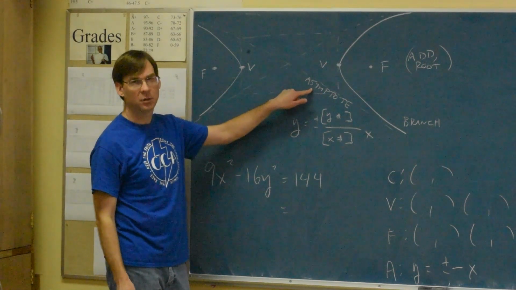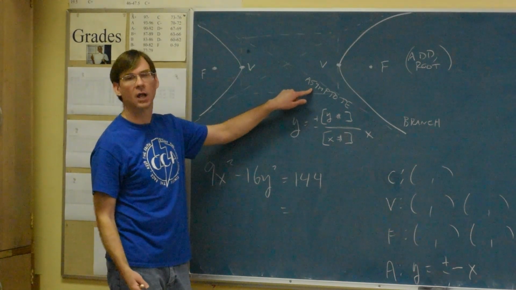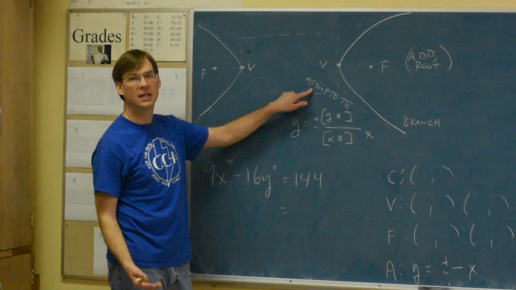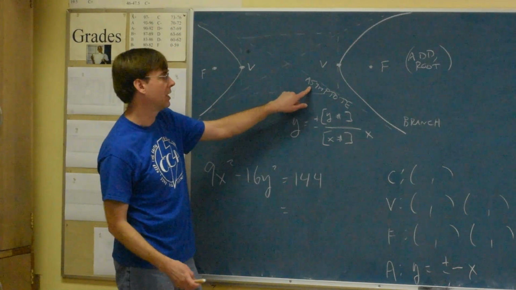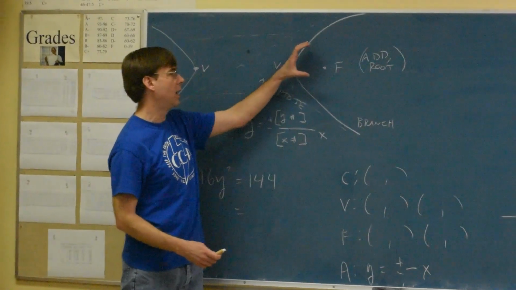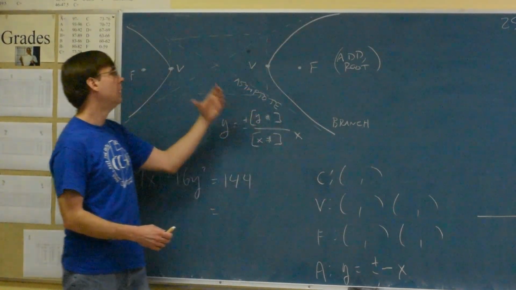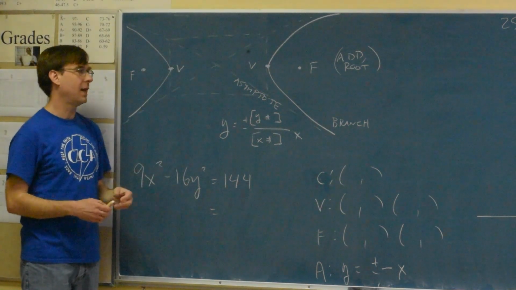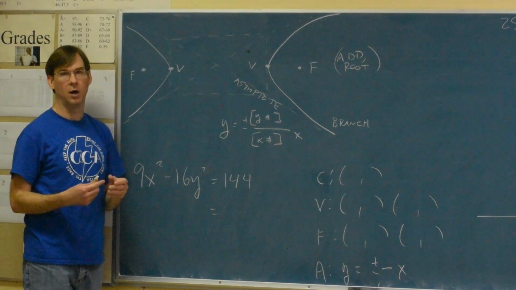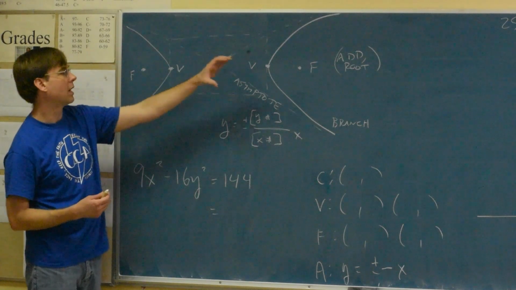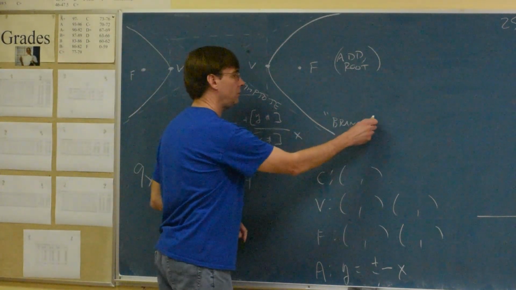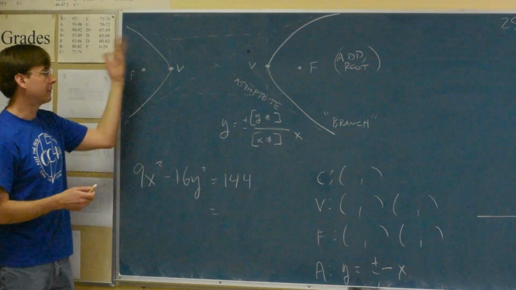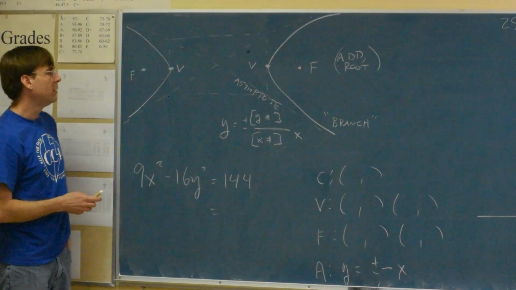A-S-Y-M-P-T-O-T-E. An asymptote on a graph in math is just a line you don't touch or cross. It's just a guideline to try to stay within. So we're going to have some asymptotes today. But the hyperbola is going to have a u go this way and a u go that way. It's kind of like a double parabola. Parabola was the name of our u-shapes. We're going to have 2 u-shapes, each one called a branch, and that's going to be our shape.